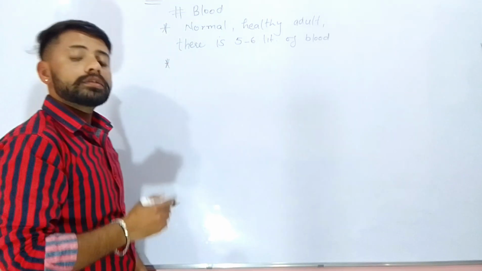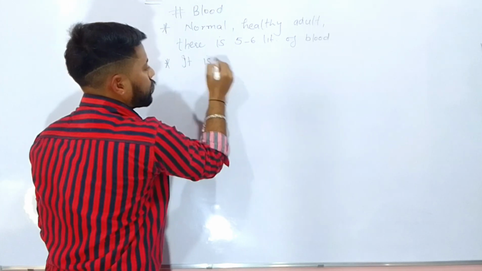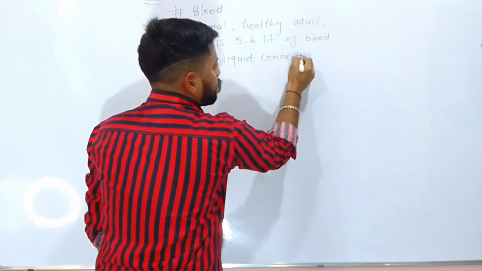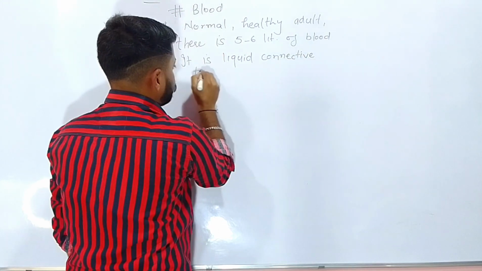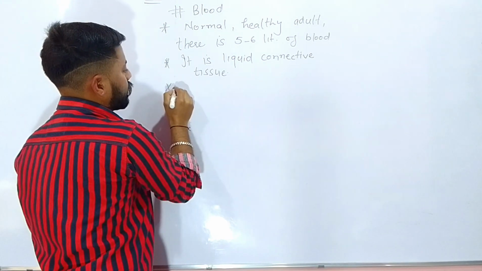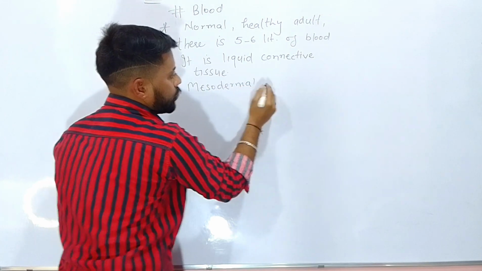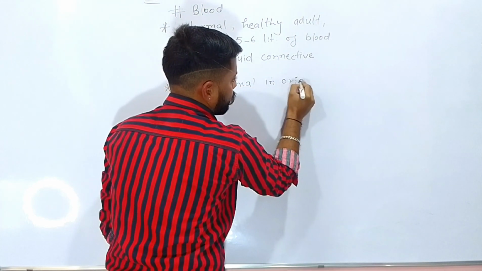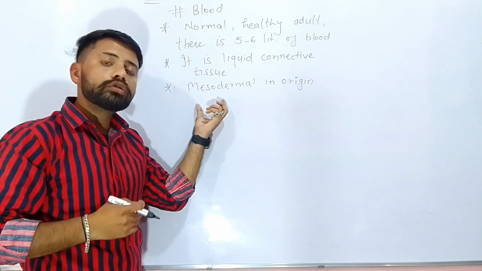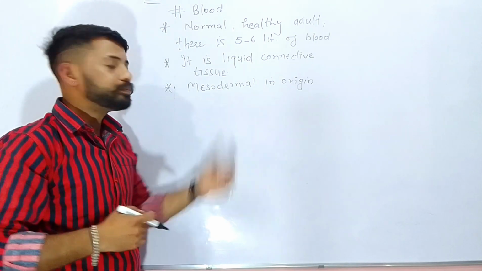The blood is a liquid connective tissue, and it is mesodermal in origin. That means out of three germ layers, that is ectoderm, mesoderm, endoderm, the blood originates from the mesodermal layer.